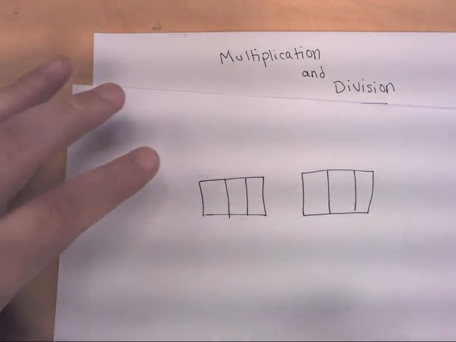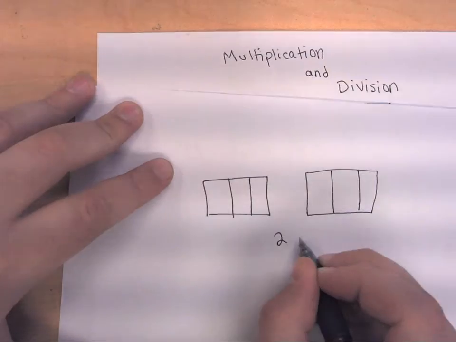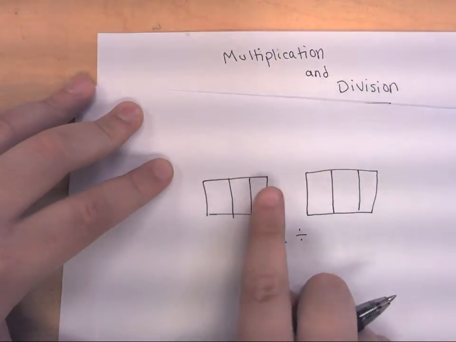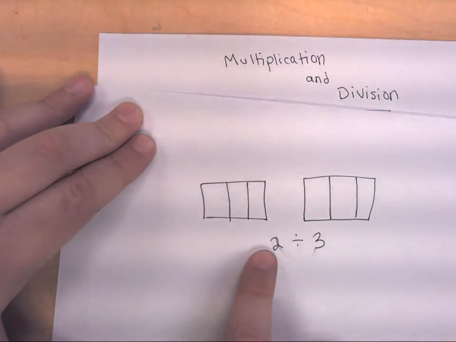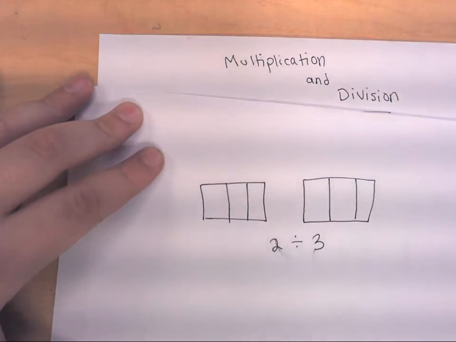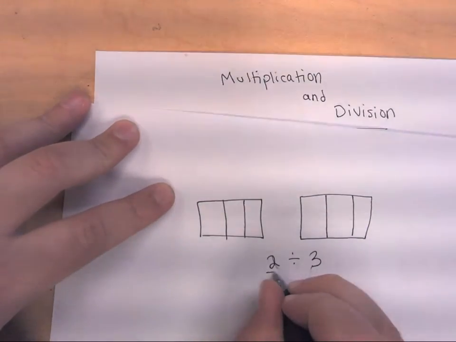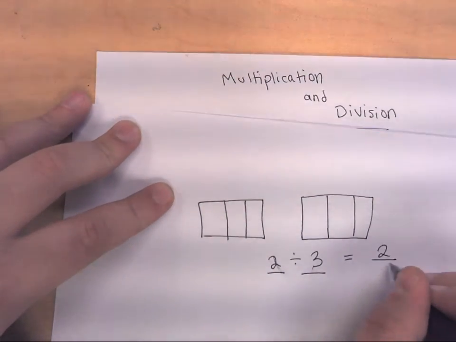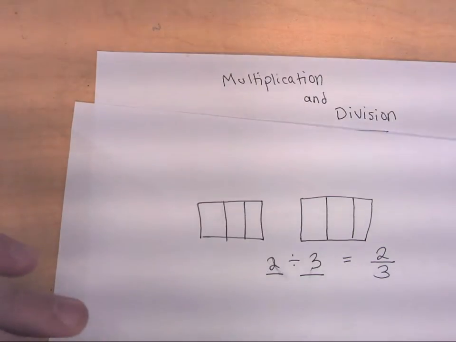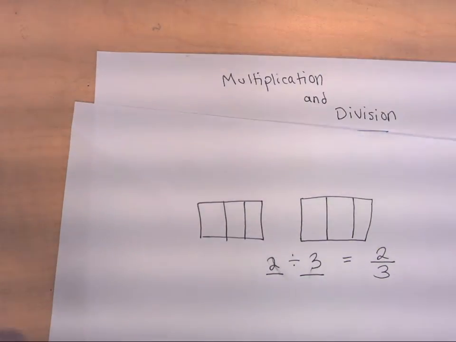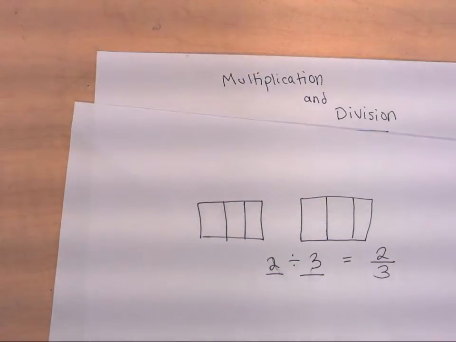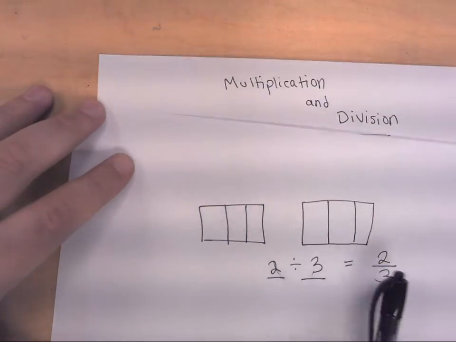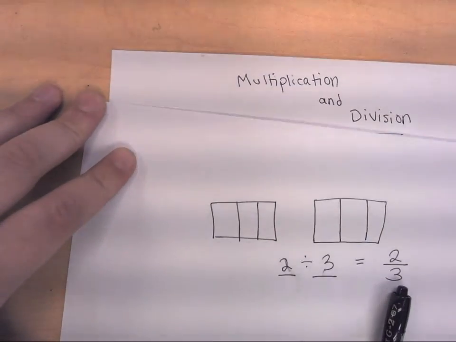And so students recognized, okay, you drew 2 holes, and then you divided each hole into 3 equal parts. So this situation can be described using division as 2 divided by 3. And I challenged them to find a different way to look at this problem in order to come up with a multiplication expression that would also result in 2/3.